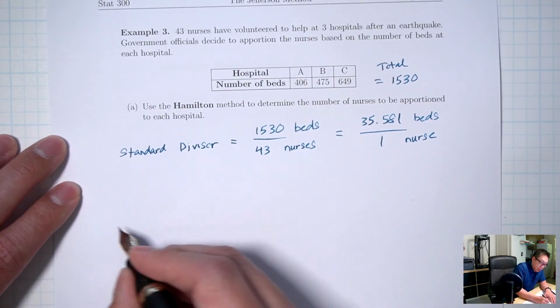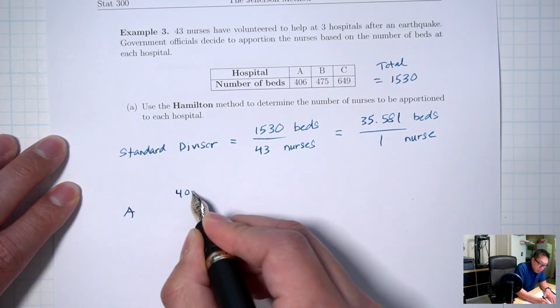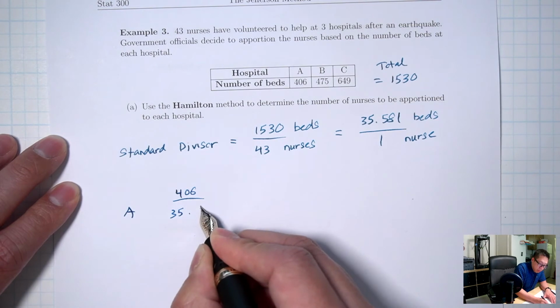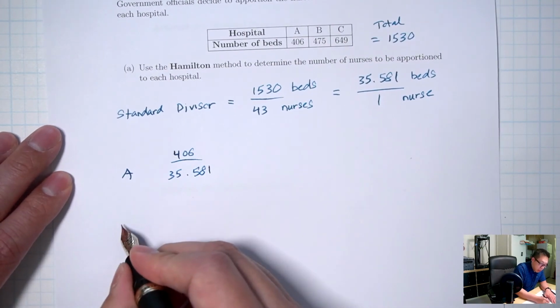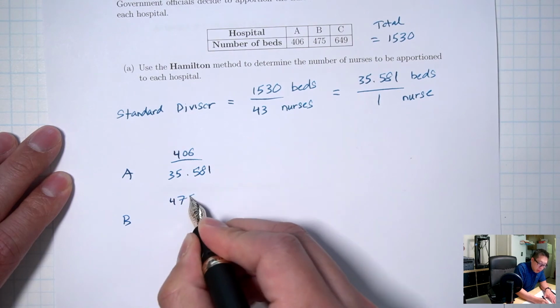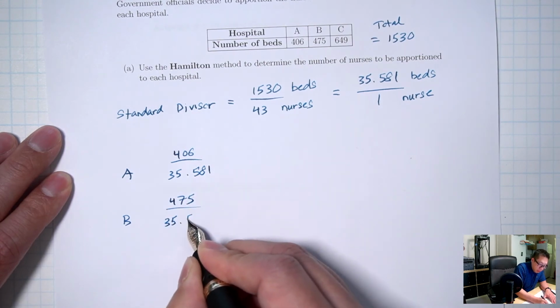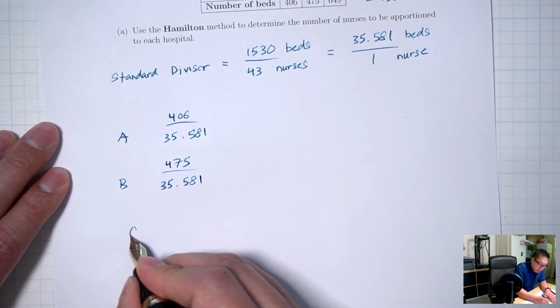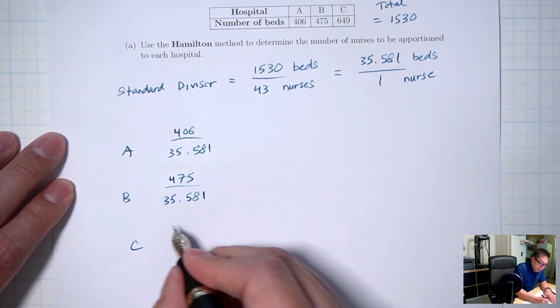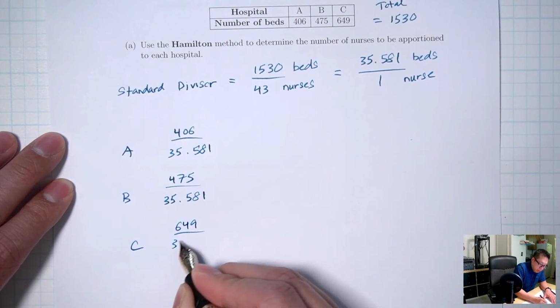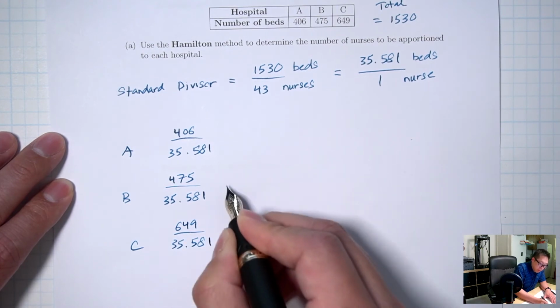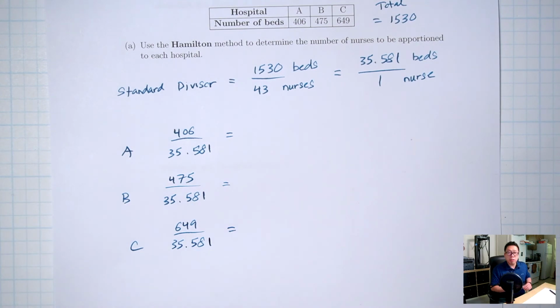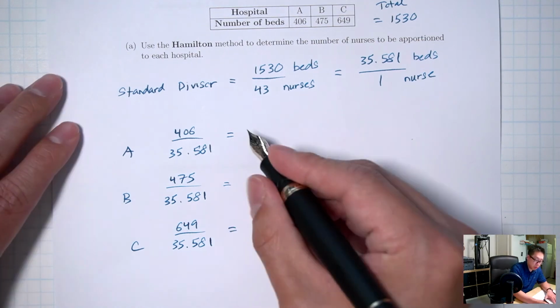Okay? So for hospital A, 406 divided by 35.581. Hospital B, 475 divided by 35.581. Hospital C, 649 divided by 35.581. All right, so on our calculator, 406 divided by 35.581 is 11.411. That's rounded to 3 decimal places.